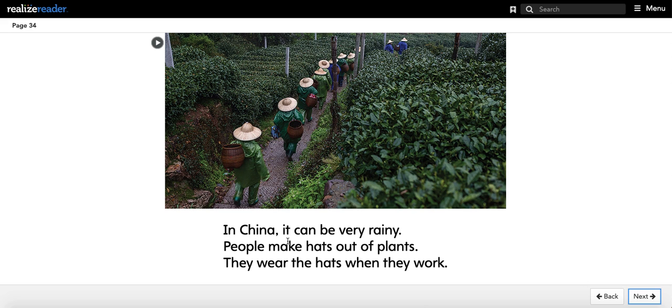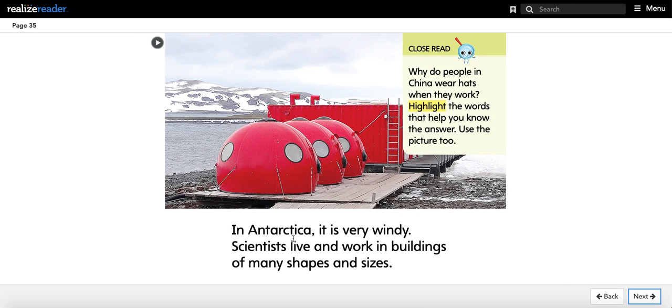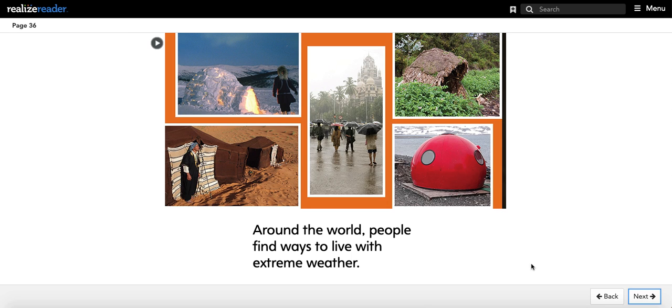In China, it can be very rainy. People make hats out of plants. They wear the hats when they work. In Antarctica, it is very windy. Scientists live and work in buildings of many shapes and sizes. Around the world, people find ways to live with extreme weather.